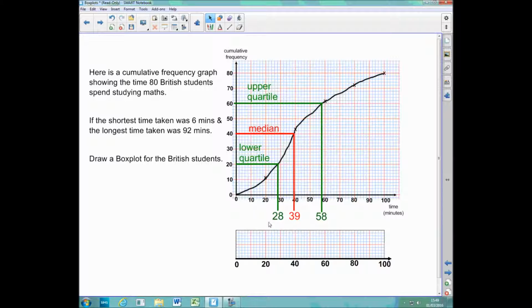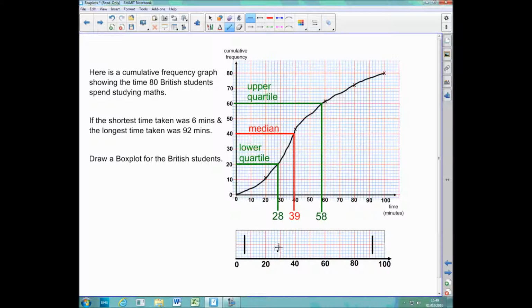Now that we've calculated these, we're given a little bit of extra information in the question. We're told that the shortest time taken was 6 minutes and the longest time taken was 92 minutes. So we're just going to plot all of these values on our box plot and join it up like we've done before. So 6 minutes for the shortest time, that's our first line. 92 minutes is our longest line, so that's our 5th line.